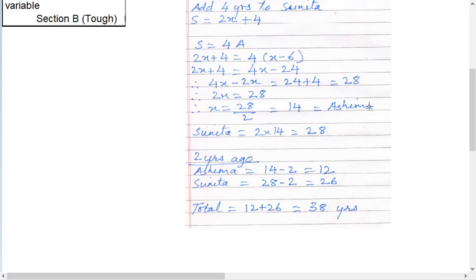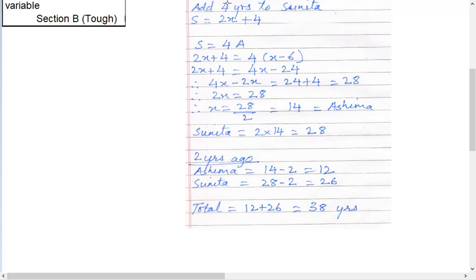So Ashima is 14. Sunita is what? Twice. So 2 into 14, that is 28. But do we want the ages of them? No. What we want is the total 2 years ago. So 2 years ago Ashima was 12, Sunita was 26. So the total is 26 plus 12, 38.